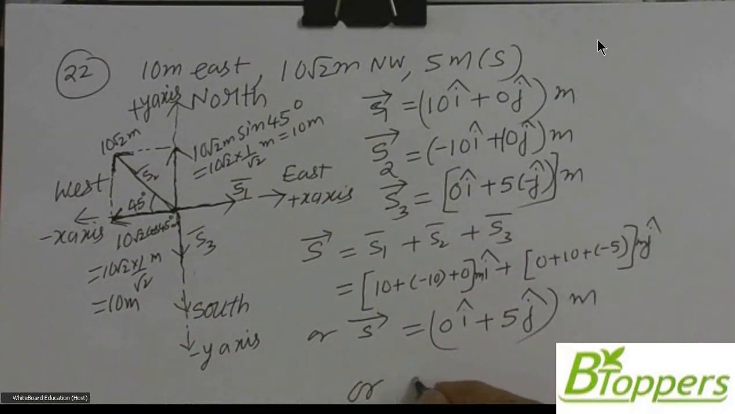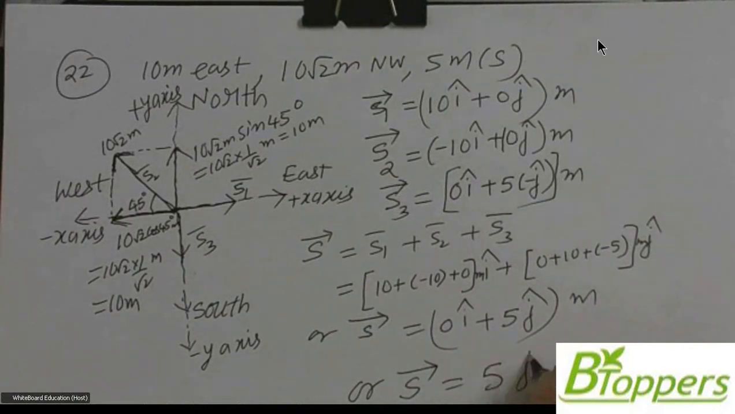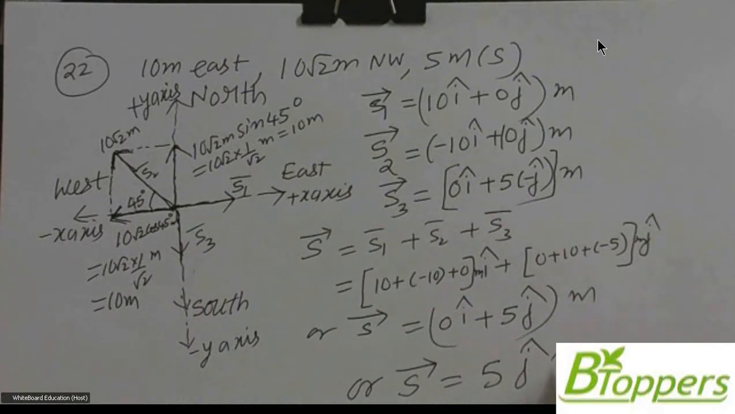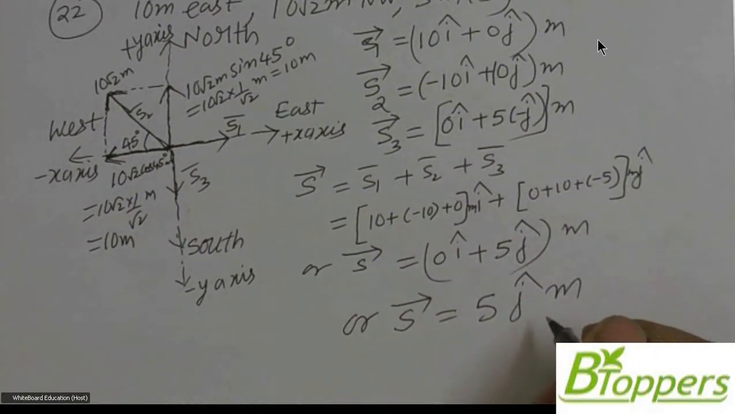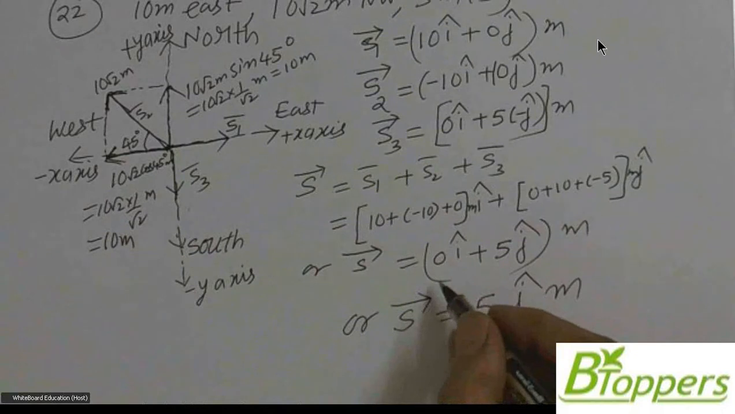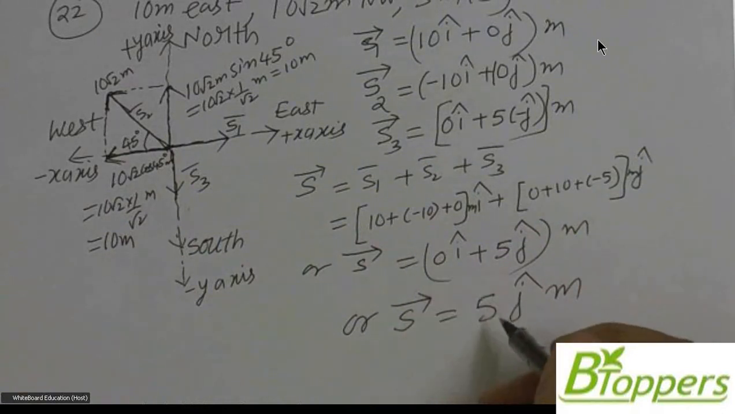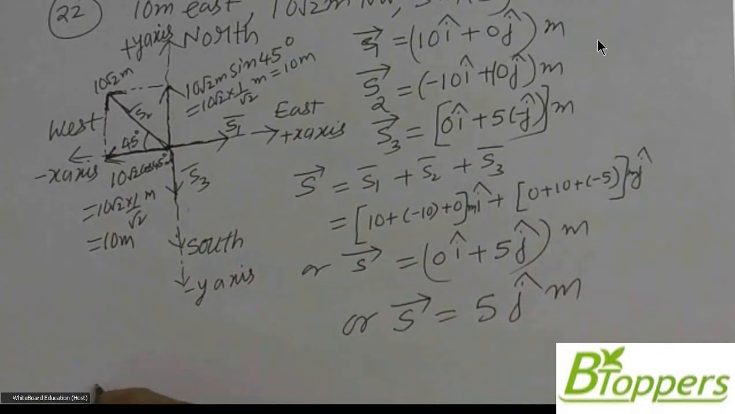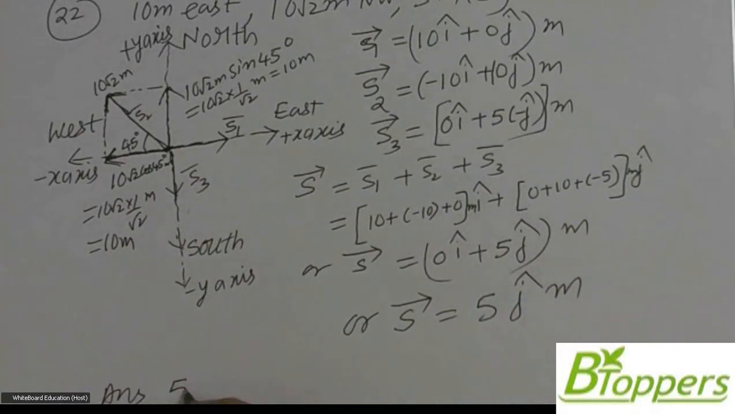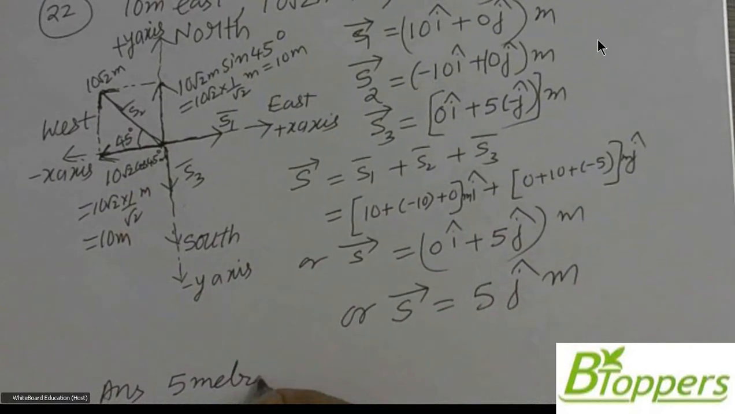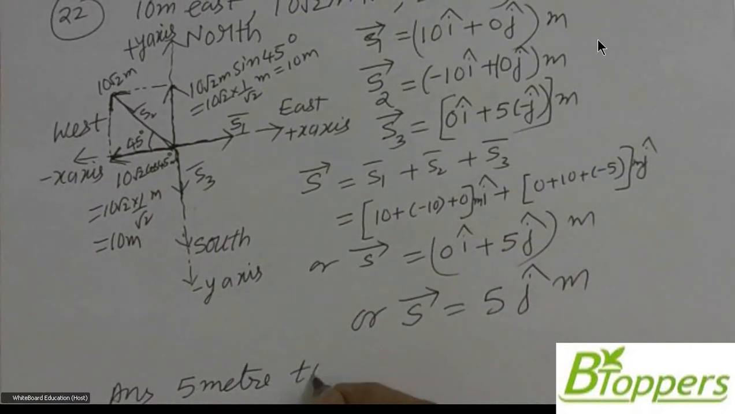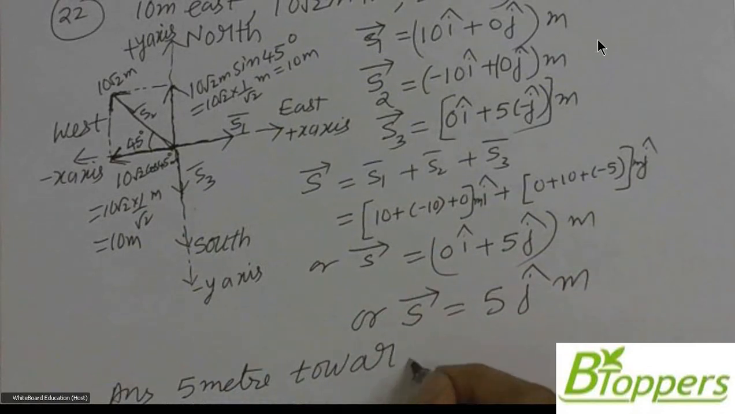So the resultant vector is directed along the positive y-axis because j cap is the unit vector in the positive y direction. The resultant vector has no component along the x direction. So the answer for question number 22 is 5 meter towards north.